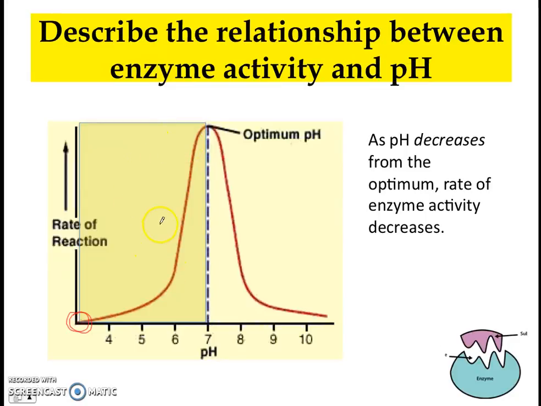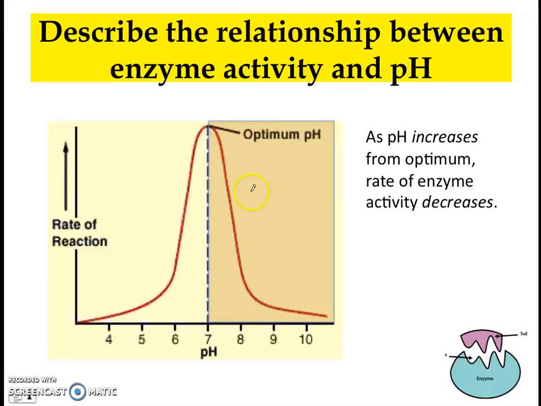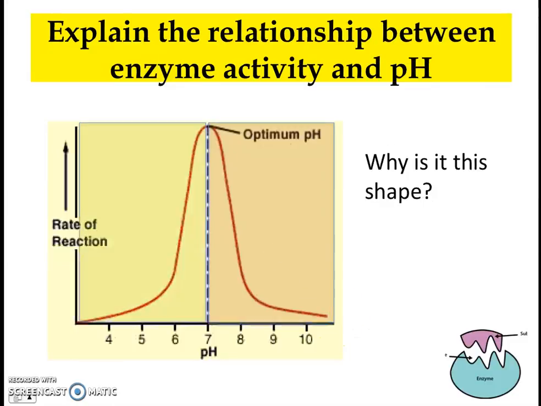Okay, so now that you've described the left side, we can go on to describe the right side. And what we say is that as pH increases from the optimum, so now it's increasing more than 7, the rate of enzyme activity decreases, right? So also decreases. And at about pH 11 or 12, it'll be 0.